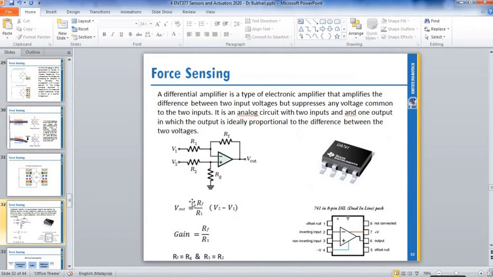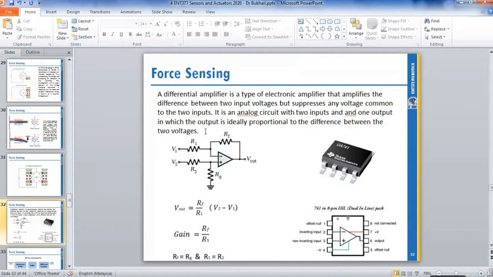For the gain, if we don't want gain, we just put maybe 100 ohm and 100 ohm. So 100 divided by 100, the gain equals 1, so no gain. This one minus this one, we will get a different voltage that we will use to send to the microcontroller to make a decision.